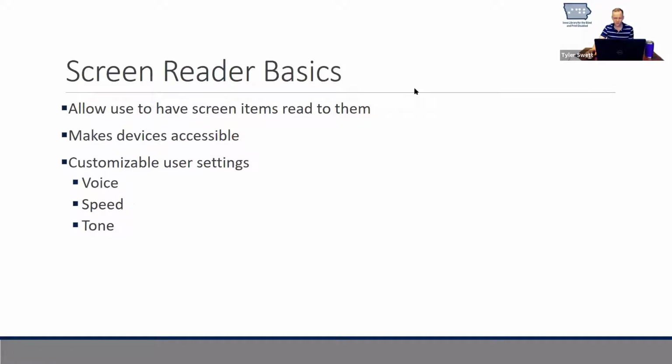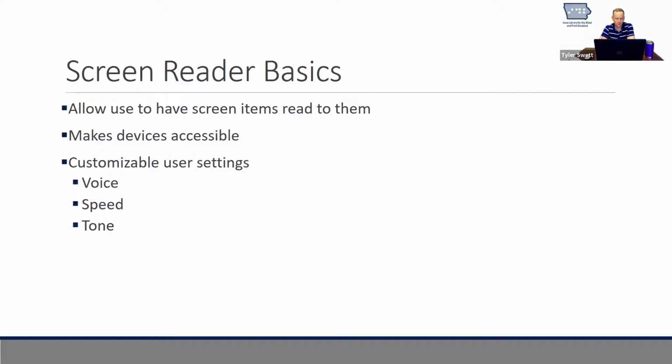Starting off with screen readers, the purpose of them is, just like it says, to allow someone to have screen items read to them. It's a technology that has come a very long way in the last 5 years, and even more compared to the last 15 years. The biggest thing about it is it makes a device accessible. It takes a computer that is unusable if you're blind and makes it usable. And so that's why it's a really great piece of assistive technology. I think it's one of the most important pieces of assistive technology to come out.